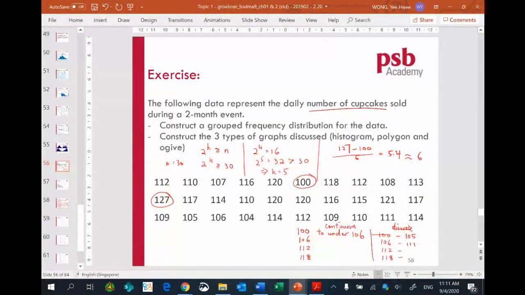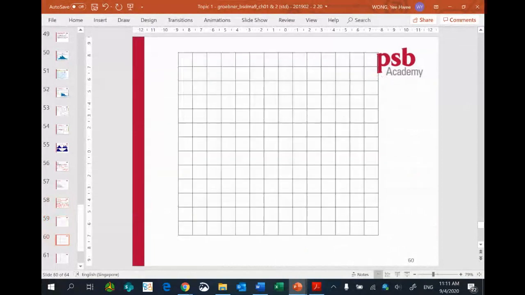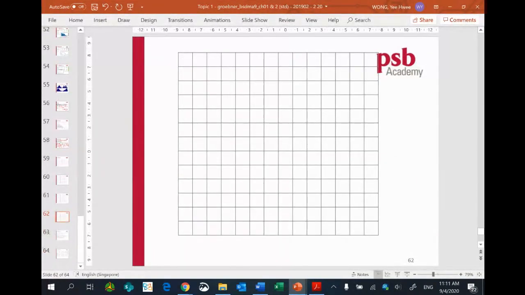The question also asks you to construct 3 types of graph: histogram, polygon, and ogive. So I prepared 3 graph papers for you at the end of this. You can just draw the graphs and we will discuss in our next lesson. You draw the graph first, then I'll show you the outcome and how it looks like, then you can compare with your version. So you have to draw it.